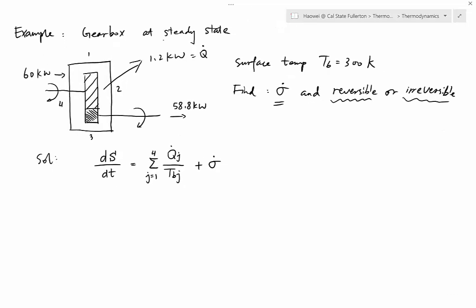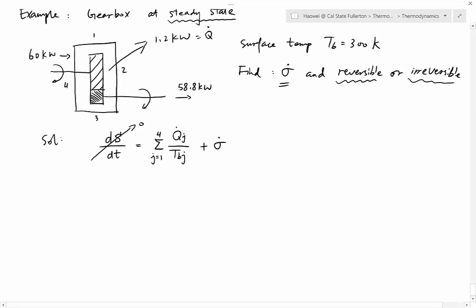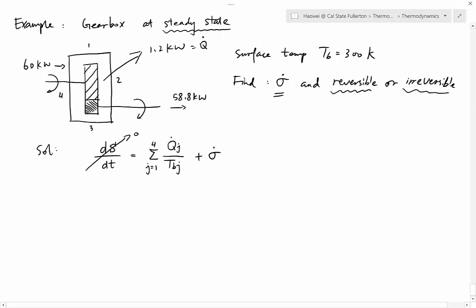And then we tell you the whole system is at steady state. Steady state means no properties change over time. What is my left hand side? My left hand side is entropy change over time. And we know entropy is a property. So left hand side must go to 0 because there's no change over time. Okay, so now we can rewrite this equation. Sigma dot will just be equal to negative sigma j from 1 to 4 q dot j over Tbj.